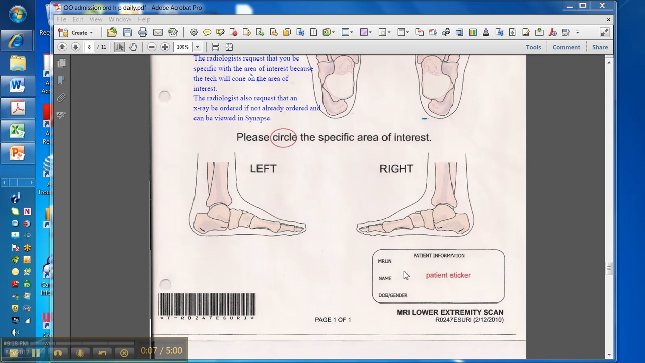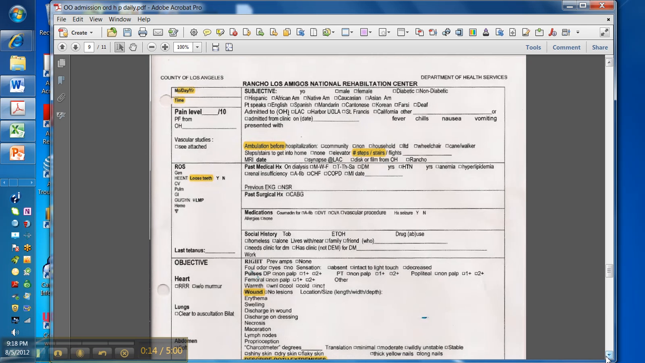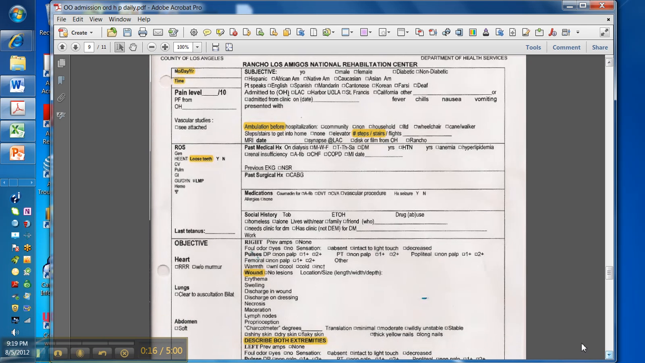This does not need to be signed, but it does need to have the patient's identification on it as well. Here is the ortho admission note.